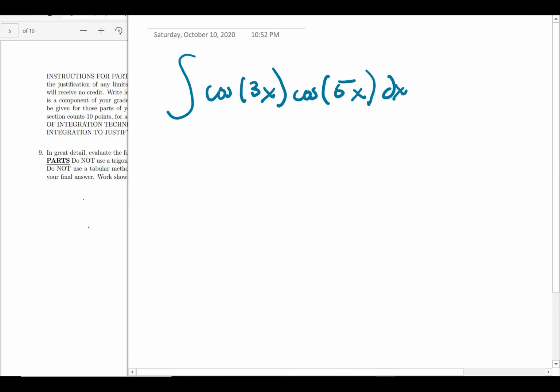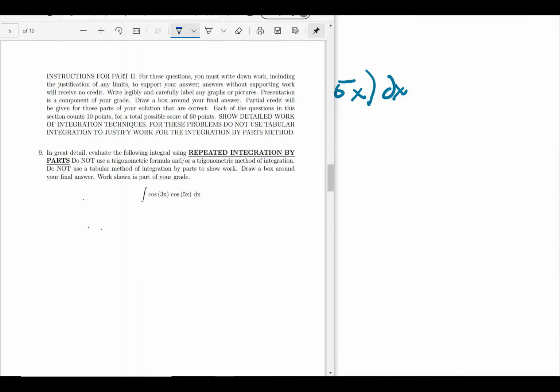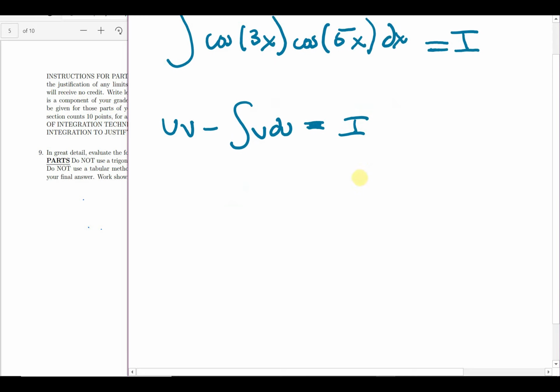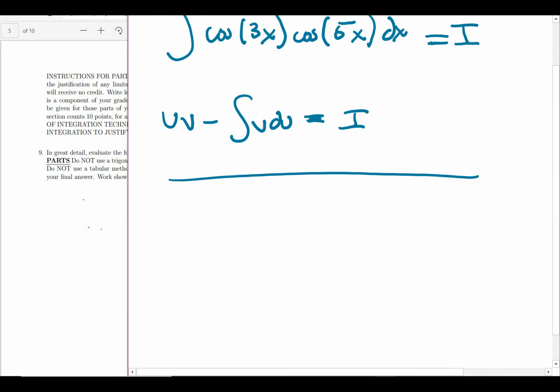Okay, so the key here is we're using integration by parts. So we're going to use the formula: the integral of u dv equals uv minus the integral of v du. So let this be equal to the integral. We're going to start with that assumption, or we defined it. So now we're just going to let u equal cosine 3x, and we know that du equals negative 3 sine 3x.